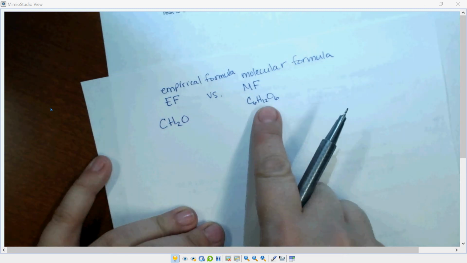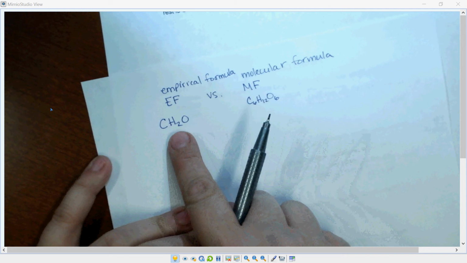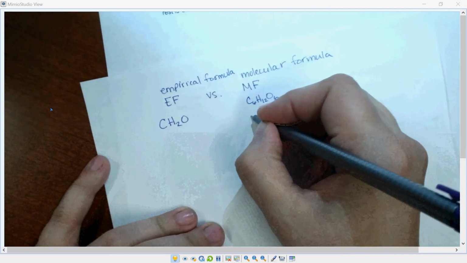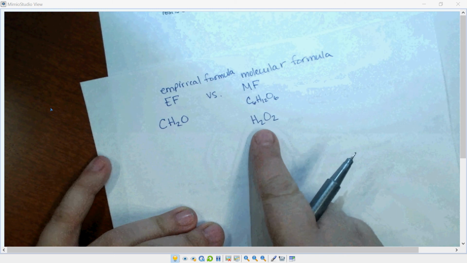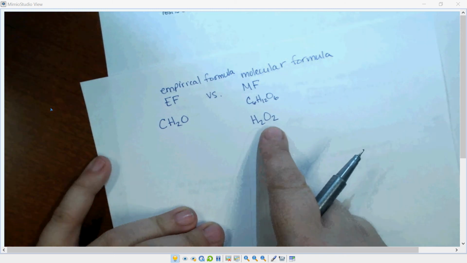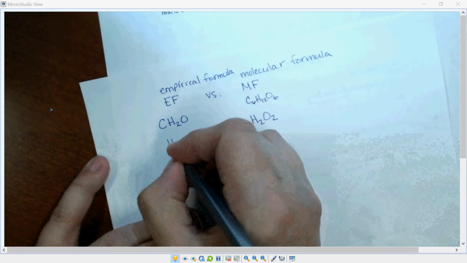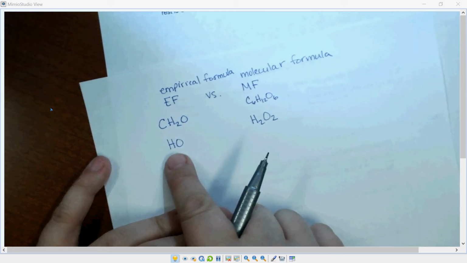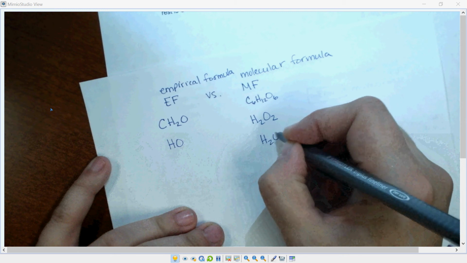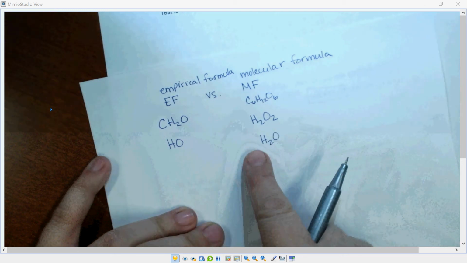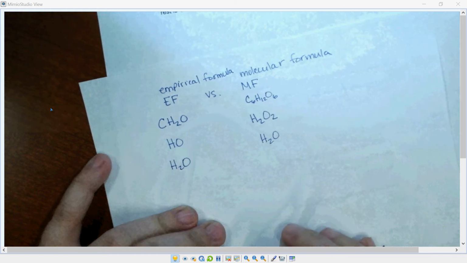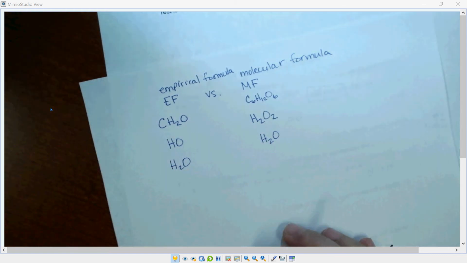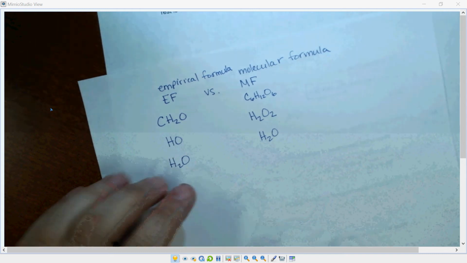So the molecular formula tells you the actual number of atoms. Empirical formula tells you only the ratio. So if I had something like H2O2, which is hydrogen peroxide, that's the molecular formula because there's 2 hydrogens and 2 oxygens, but the empirical formula is just HO because it's a 1-to-1 ratio. Or if I had just water, H2O, that's a 2-to-1 ratio, and you can't reduce that any further, so the empirical formula is still H2O. Okay, so that's by definition.